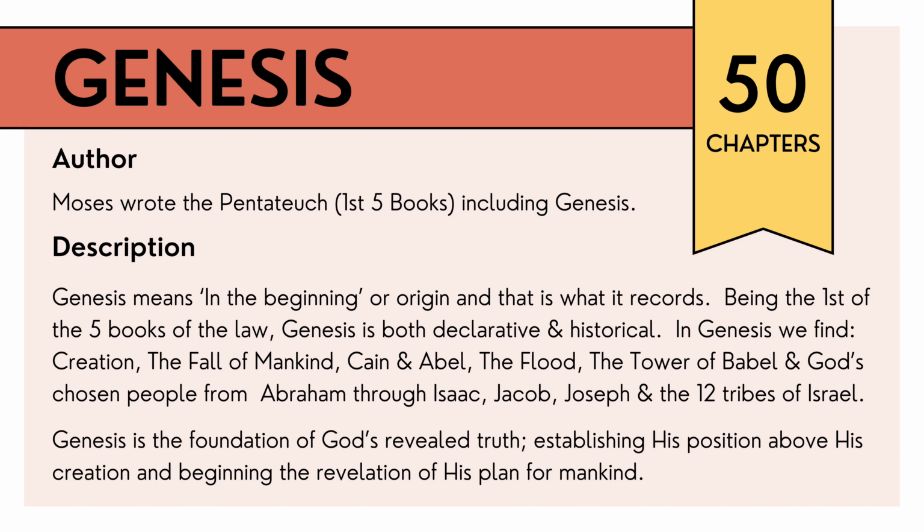In the 601st year, in the 1st month, the 1st day of the month, the waters were dried up from the earth. Noah removed the covering of the ship, and looked. He saw that the surface of the ground was dry. In the 2nd month, on the 27th day of the month, the earth was dry.